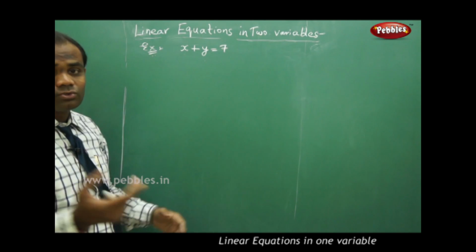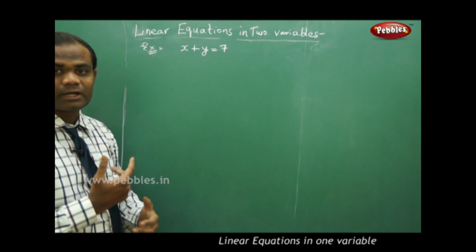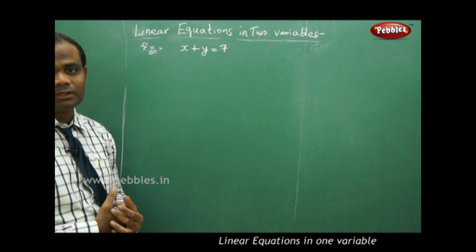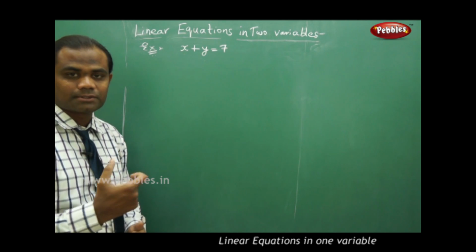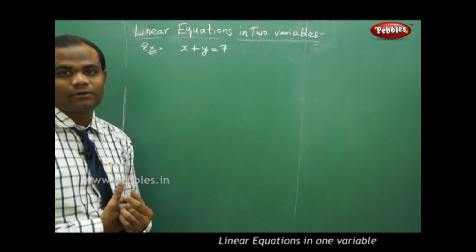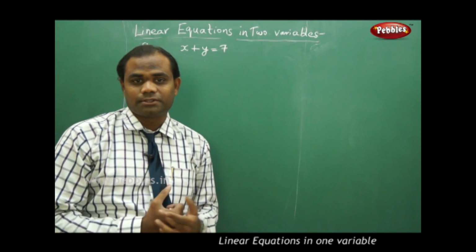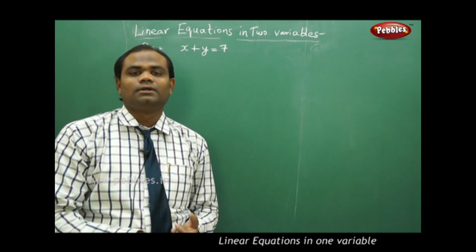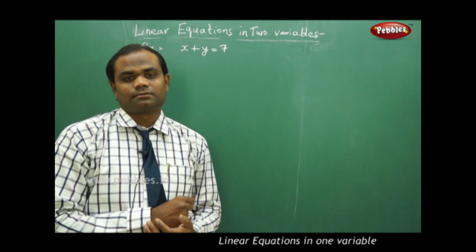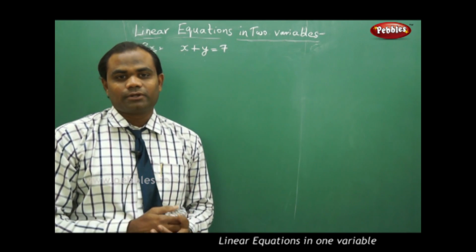Now when you have two unknowns, you need to have a minimum of two conditions or two equations available. If you have three unknowns, you should have three conditions or three equations available. If you have n unknowns, we need to have n conditions or n equations available in order to solve that particular set of equations. So this is very important here.